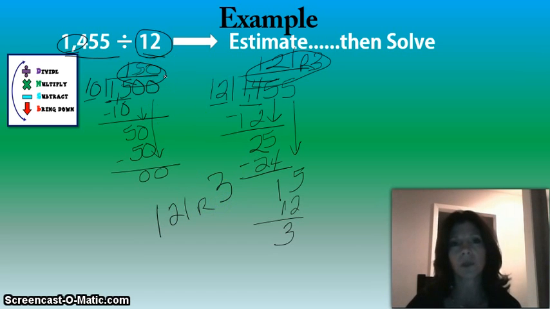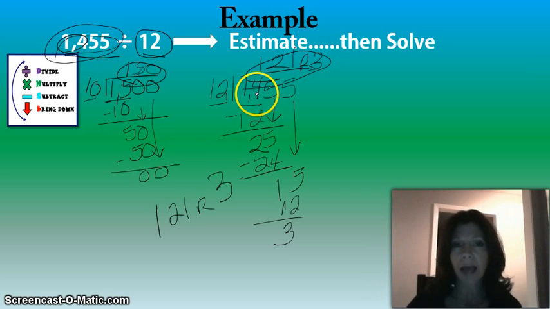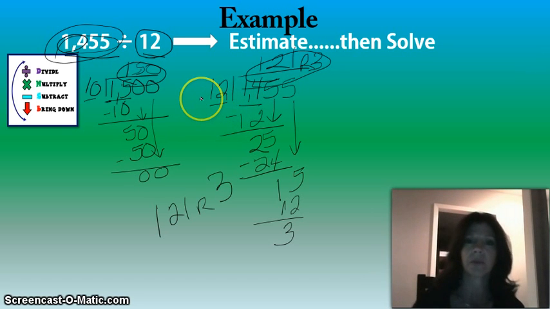Our estimate was 150. The reason that our estimate is more than our actual answer is because if you notice, we came up with a compatible number that was larger than the actual number we divided by. That's how you solve estimating. Remember, an estimate is just a number that gets you close to the actual answer.